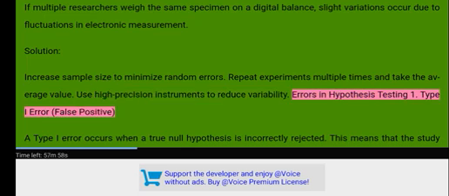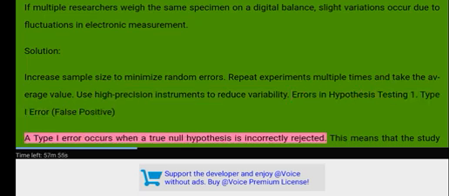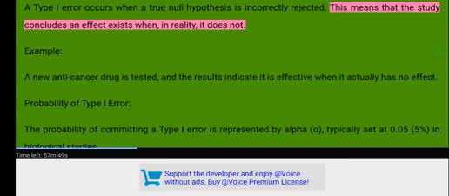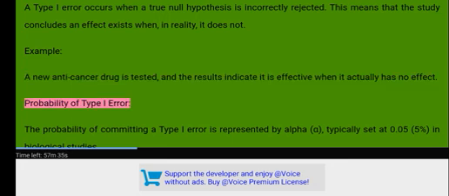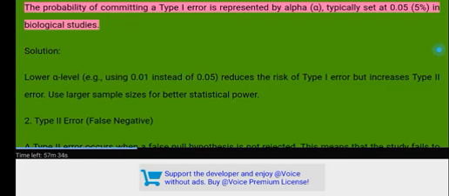Errors in hypothesis testing. 1. Type 1 error, false positive. A type 1 error occurs when a true null hypothesis is incorrectly rejected. This means that the study concludes an effect exists when, in reality, it does not. Example. A new anti-cancer drug is tested, and the results indicate it is effective when it actually has no effect. Probability of type 1 error. The probability of committing a type 1 error is represented by alpha, typically set at 0.05, or 5%, in biological studies.